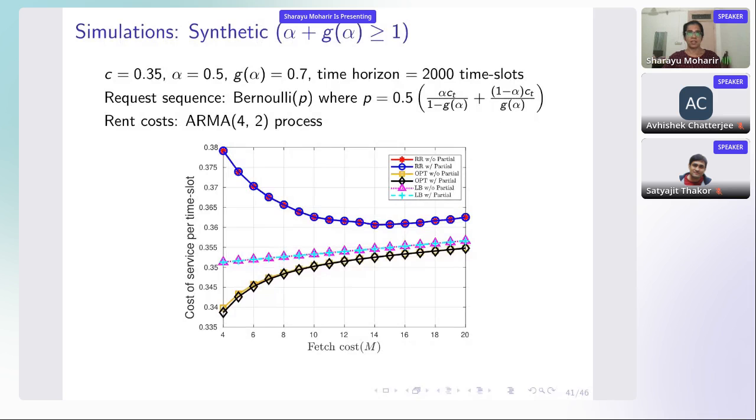Now, this is the other setting. Here we have alpha plus G alpha greater than 1. And we see that here there is literally no difference between the performance of the policies that use partial hosting and those that don't. This again supplements our analytical results that partial hosting is not very useful if alpha plus G alpha is greater than 1.